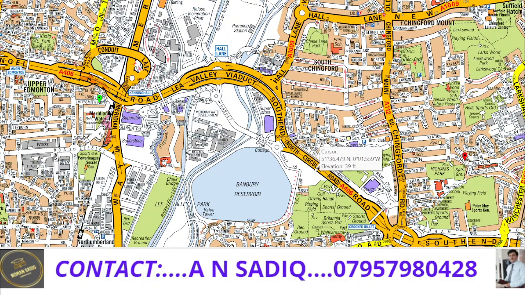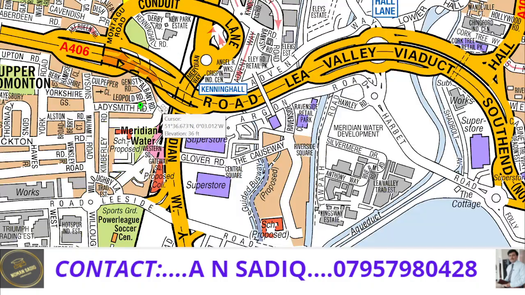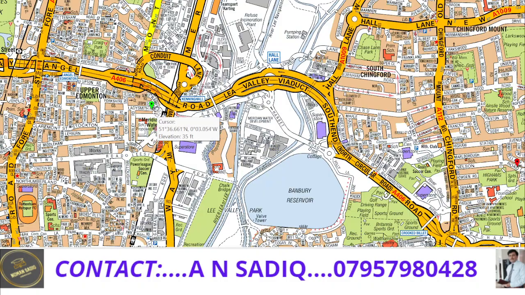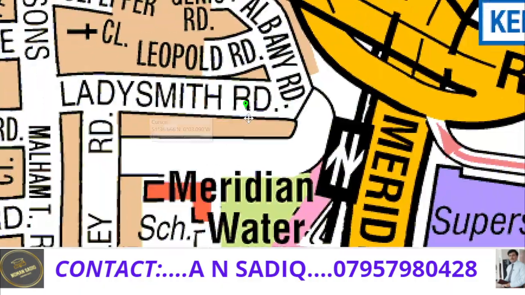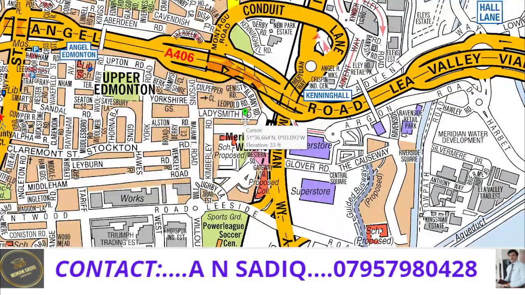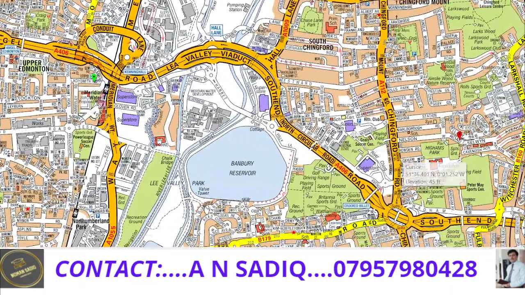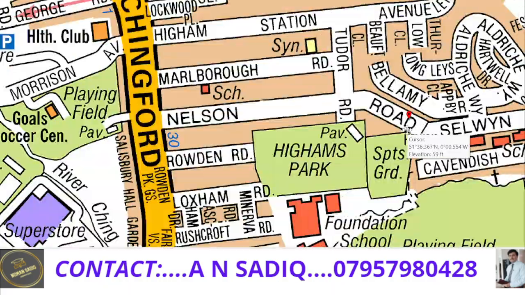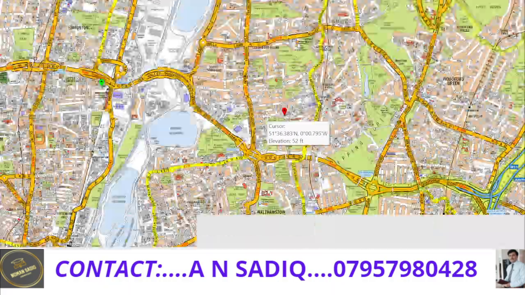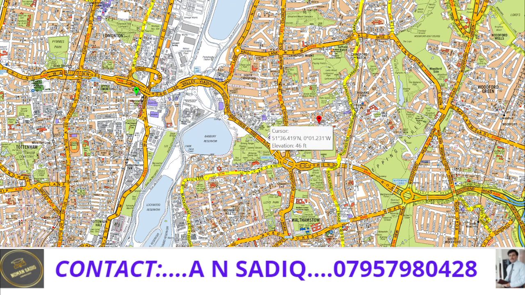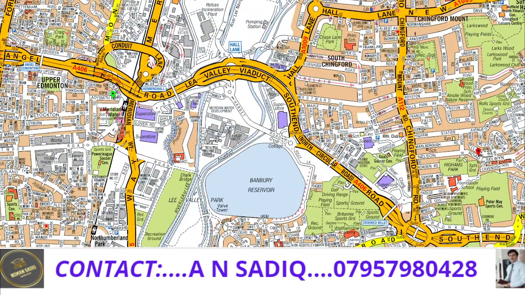This is the topographical interactive screen. I can zoom in or zoom out. So this is the starting point and it is at Lady Smith Road. And the red marker, which is the end marker, is here and it is at Nelson Road. So first you need to plan your route. I have already planned this route, so I will draw it very quickly.